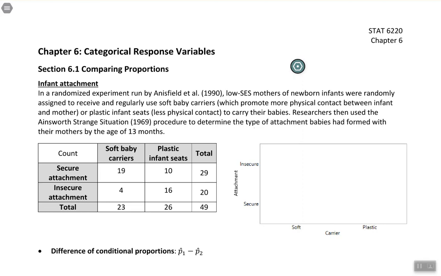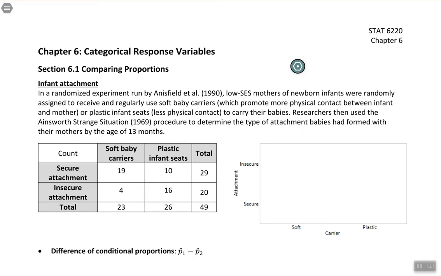Right, so in this example, we're going to look at an experiment that was run related to infant attachment. Mothers were randomly assigned to use either soft baby carriers, which promote more physical contact, or plastic infant seats, which would give you less contact, to carry their babies. And then they used the Ainsworth strange situation to figure out what type of attachment the babies had formed.